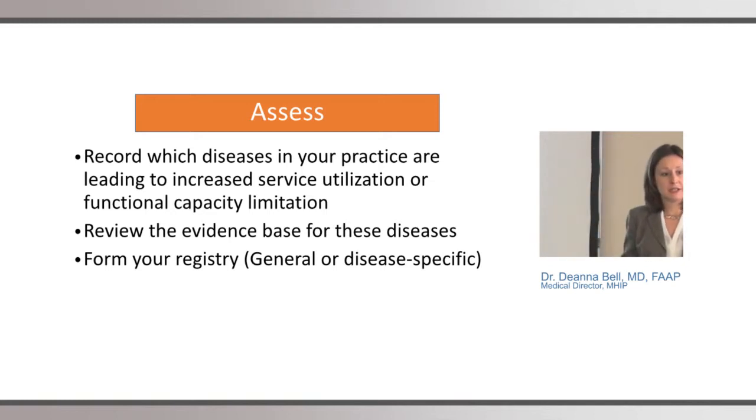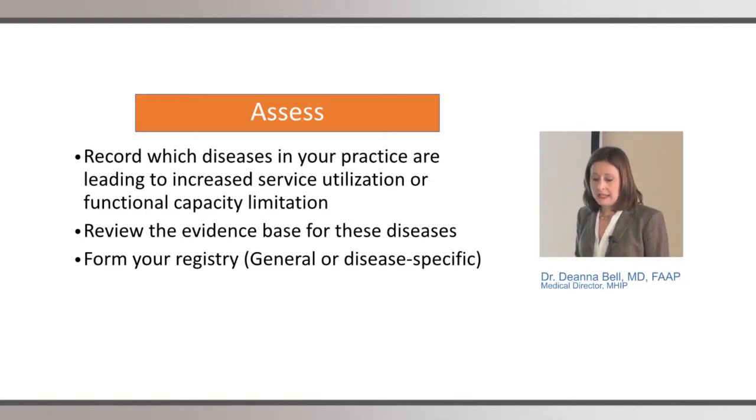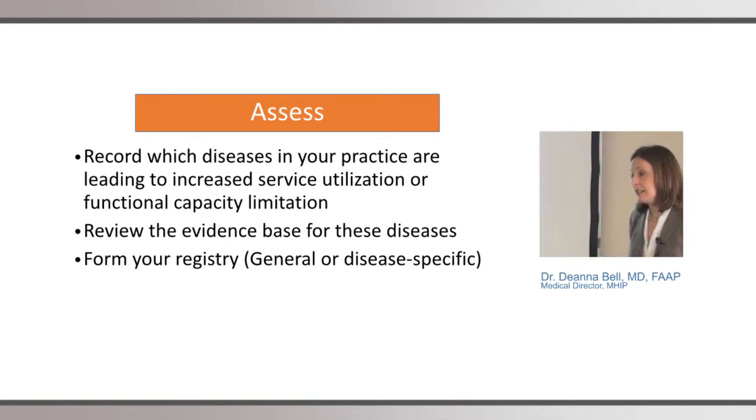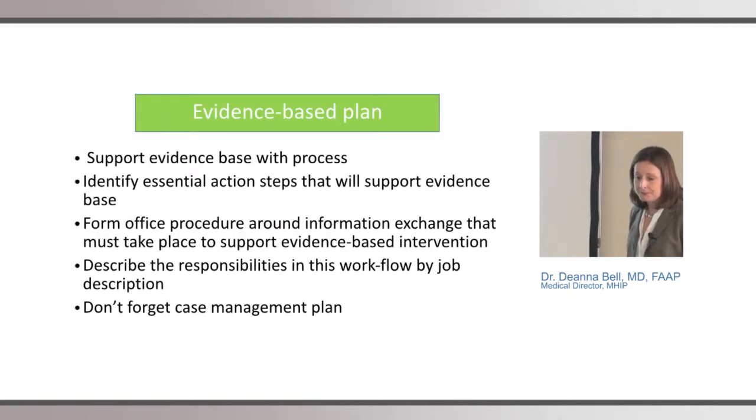So you need to be looking at what diseases you want to improve outcomes with and deciding, okay, where are we going to go first? Because you can't tackle everything at once. And you'll start reviewing the evidence base for those diseases. You need to identify the patients that you're going to be working with a specific disease. And then you start to support the evidence base with process.